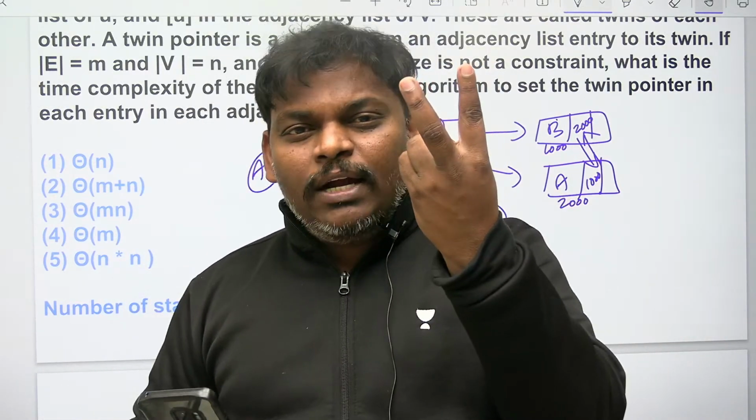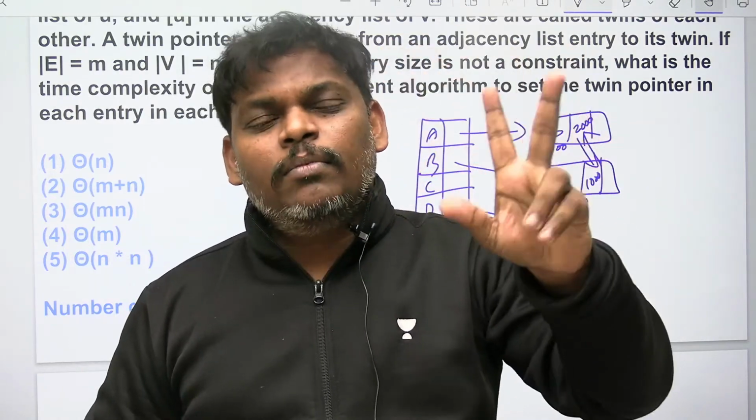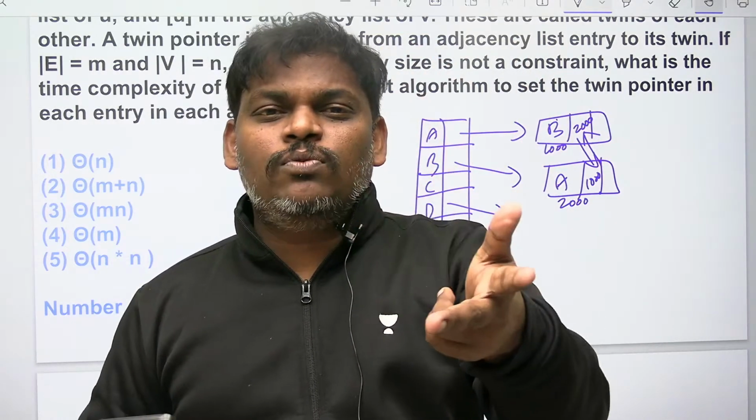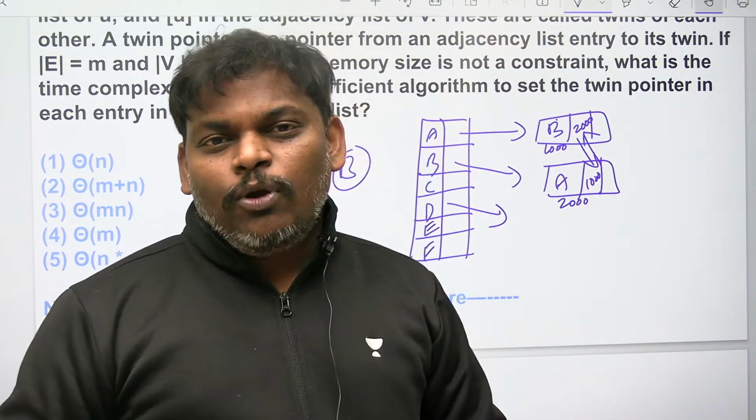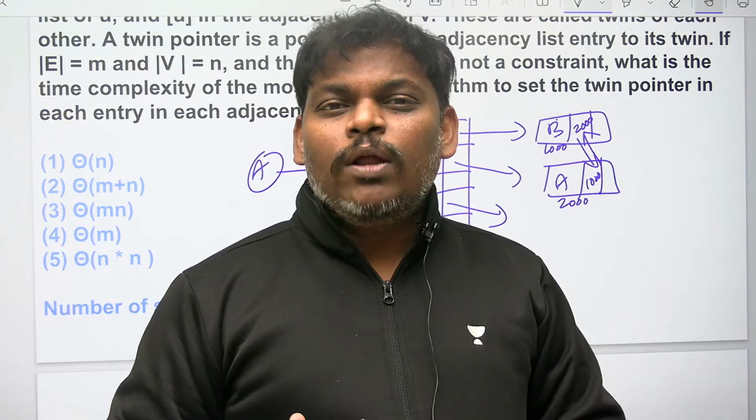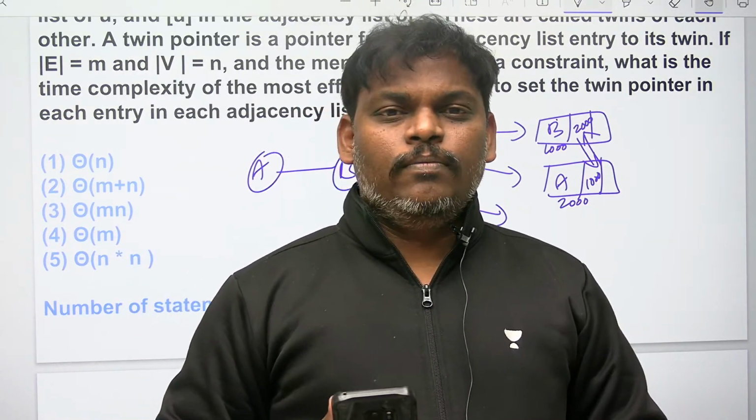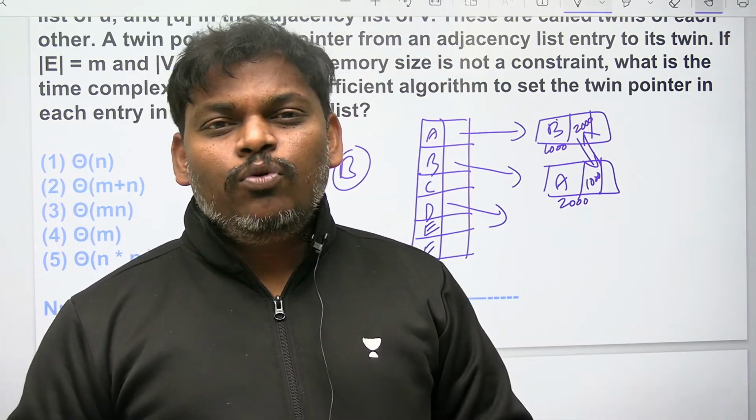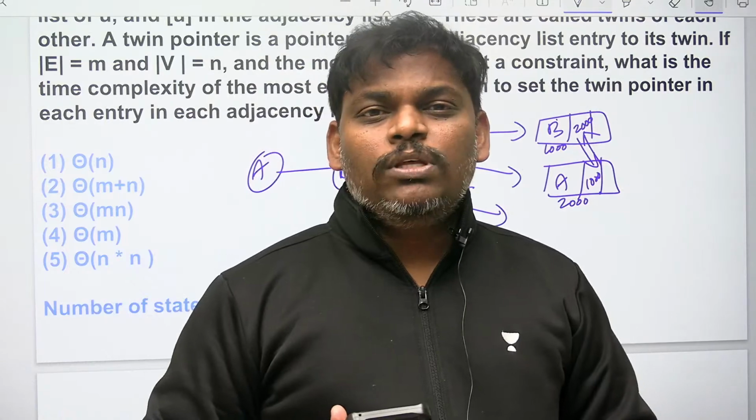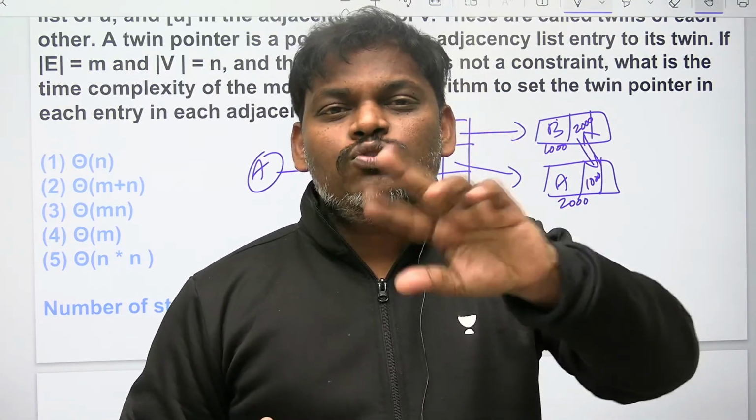Suppose two kids came at a time. They are twins, so linking becomes so simple. Suppose one kid came now, and after 25 years one more kid came. Linking both of them is very difficult. Suppose twins came at a time, linking is so easy.